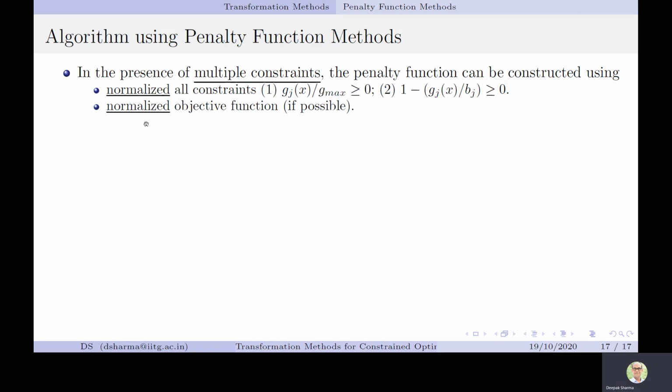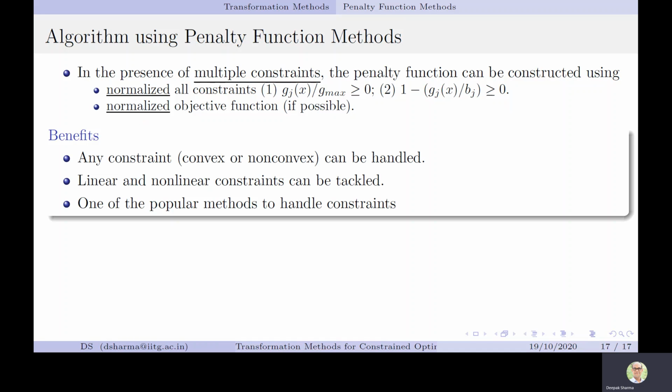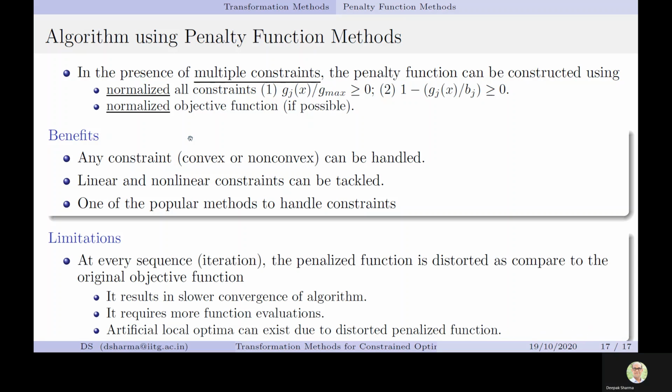It is also recommended that the objective function be normalized. So what are the merits of the penalty function method? We can use the penalty function method for convex and non-convex constraints, so we can handle any type of constraint. Linear and non-linear constraints can also be handled using these penalty function methods. And this is one of the most popular methods to handle constraints.